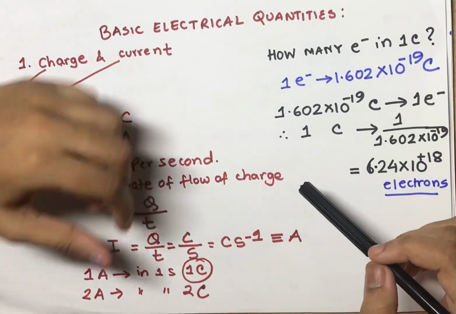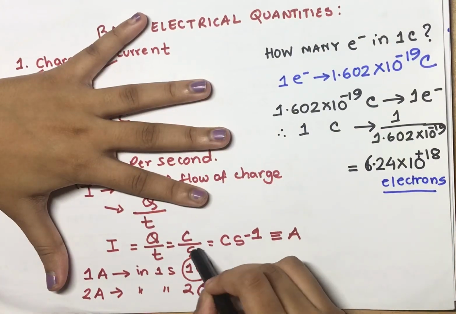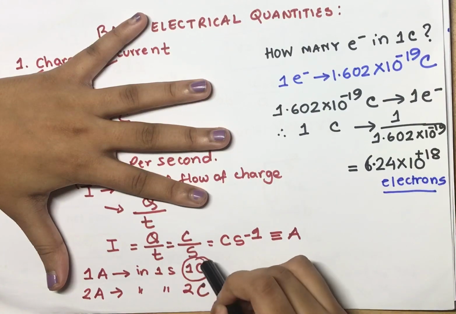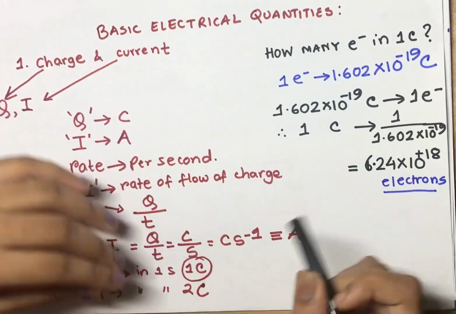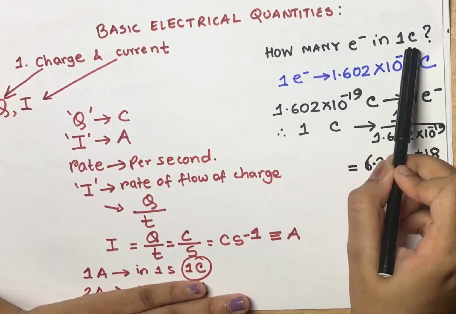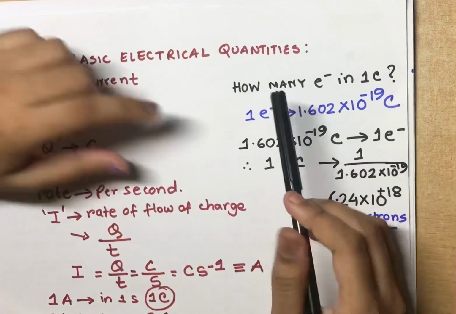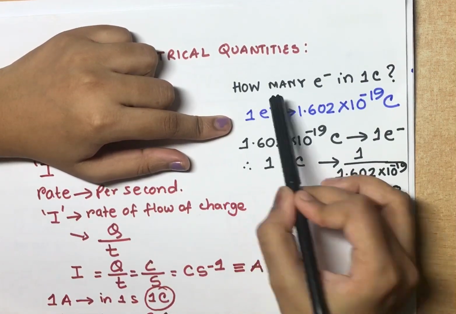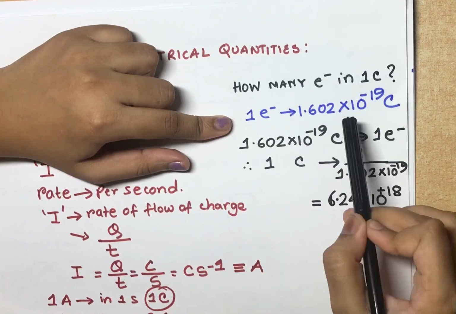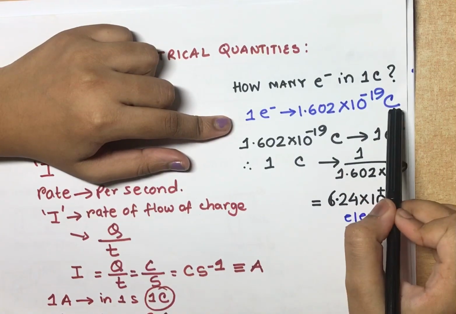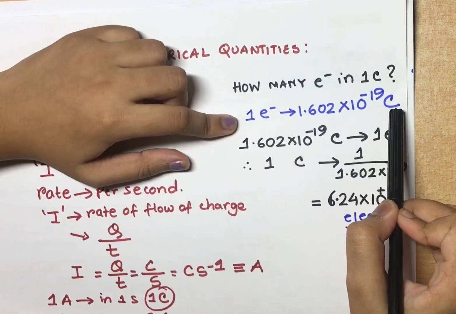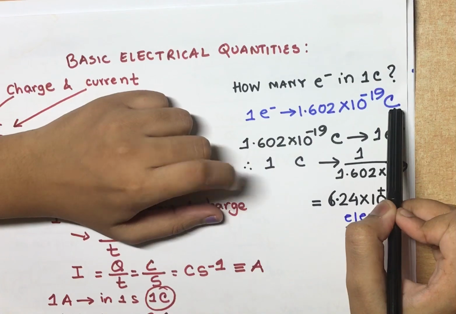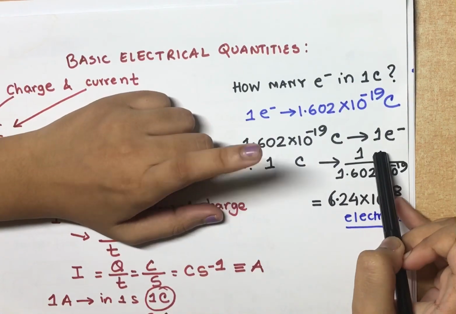Now, the question is, how many electrons will form a charge of 1 Coulomb? So, how many electrons are there in 1 Coulomb of charge? We know that the charge of 1 electron is 1.602 times 10 to the power minus 19 Coulombs. So, using the unitary method, we can find out the number of electrons for 1 Coulomb of charge.